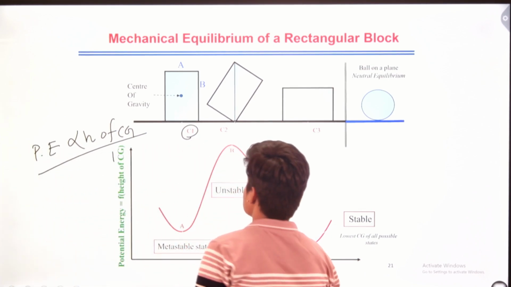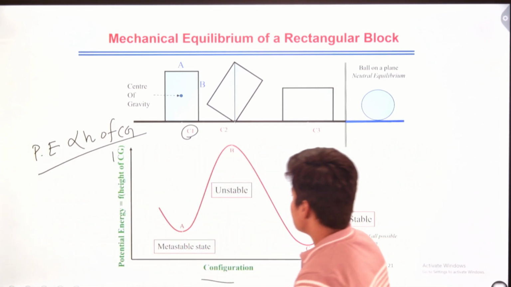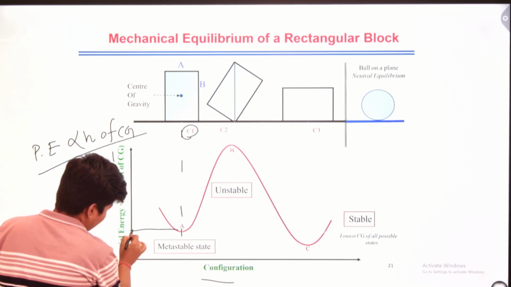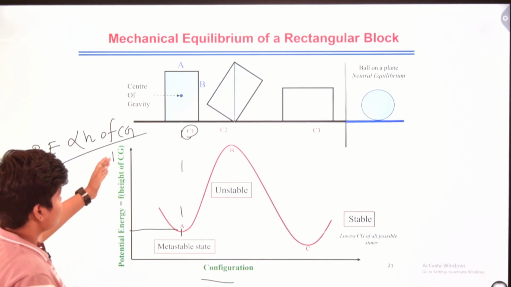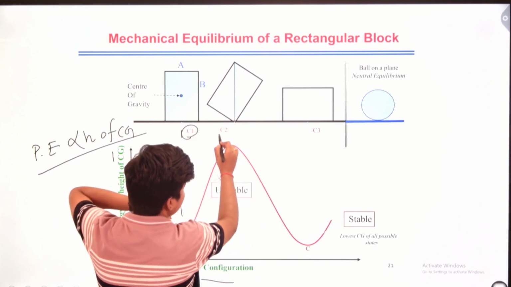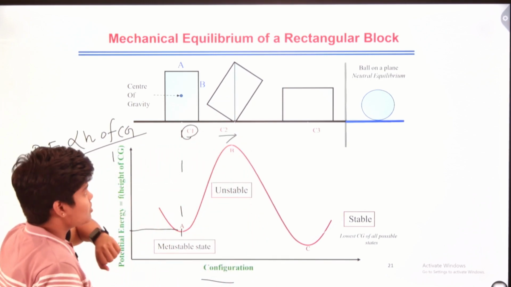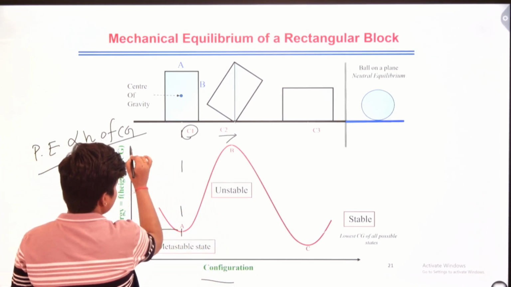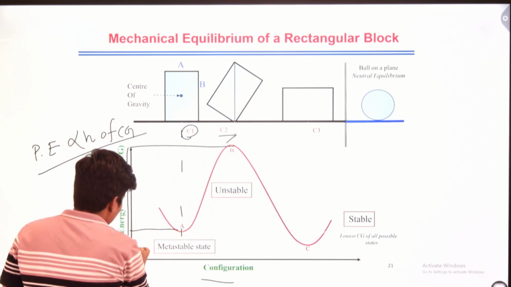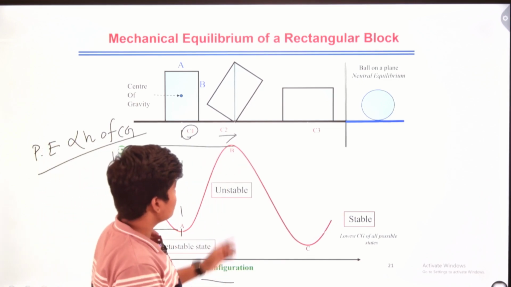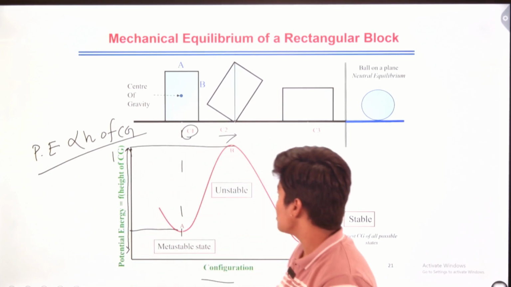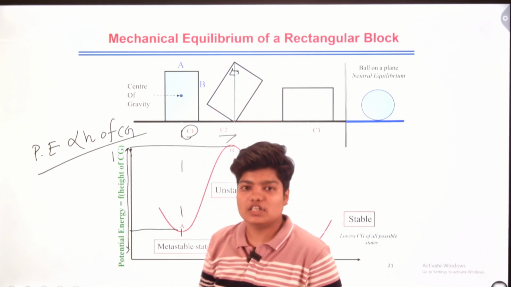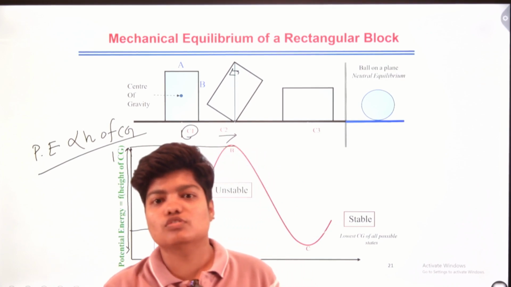Let the C1 position be the metastable state A, with the potential energy this much. Again, if you tilt the rectangular box to the right side, to the C2 configuration, it is the most unstable state. Why? Because the potential energy in the B configuration is high. In the C2 configuration we can see the center of gravity shifting to this position, so the height of the center of gravity is more, the potential energy is more, the stability is less and the instability is more.